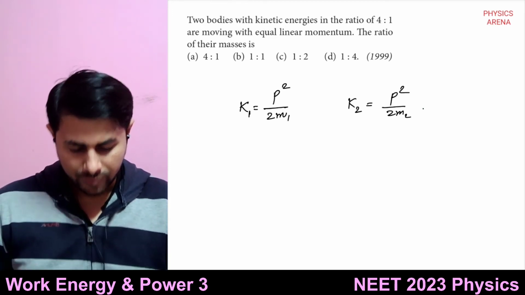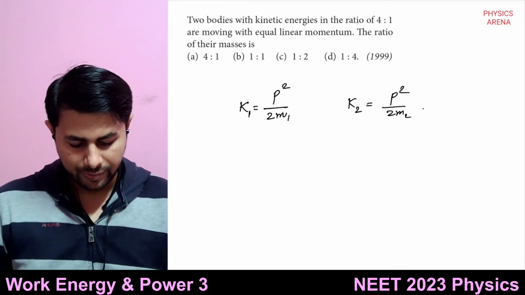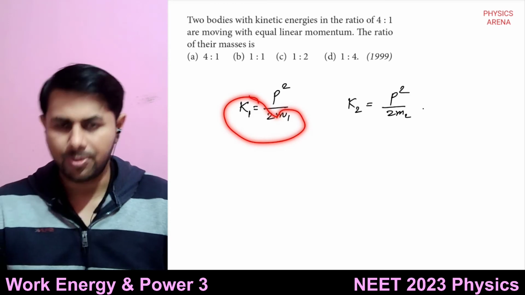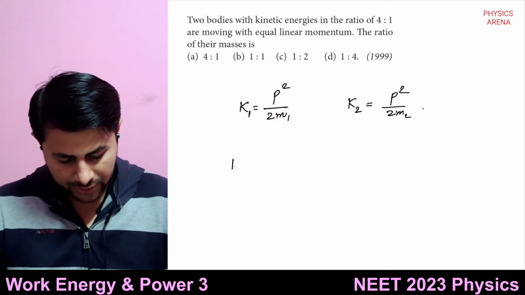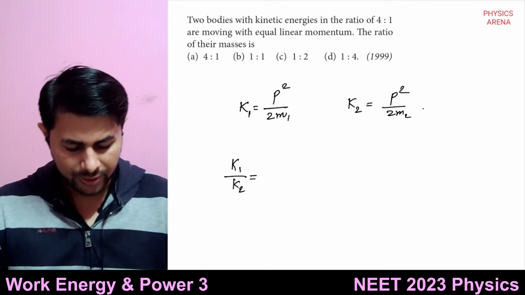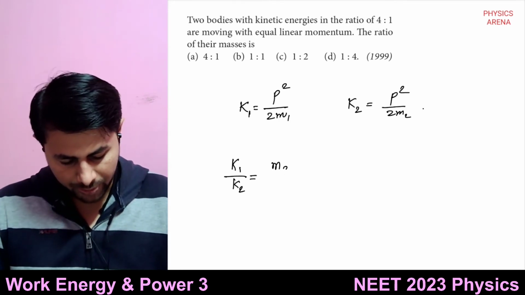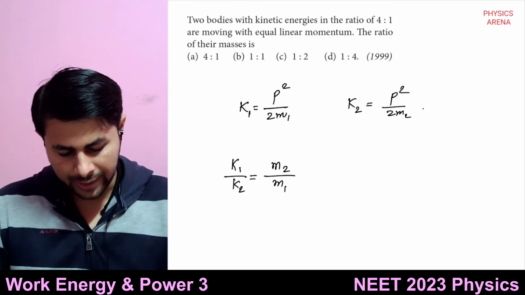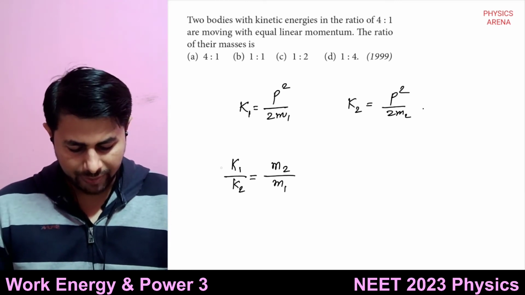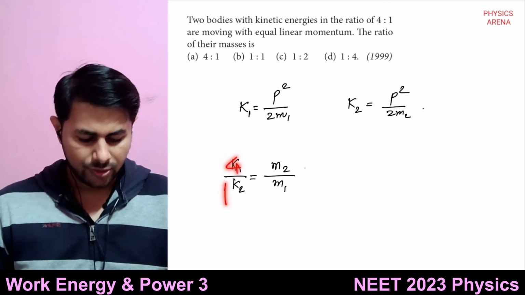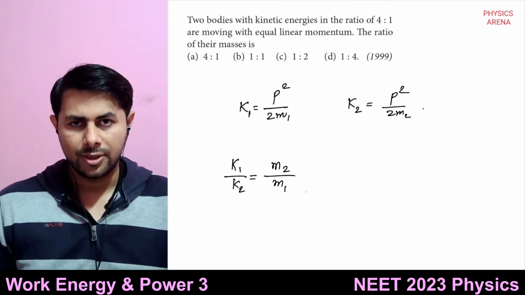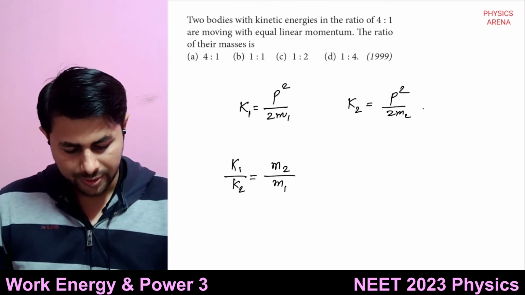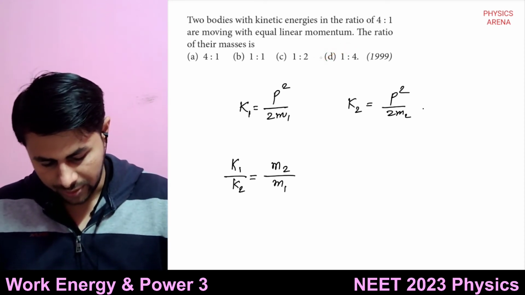Momentum is given to be equal. So you can directly use this relation: kinetic energy is inversely proportional to mass. So K1 upon K2 equals m2 upon m1, because they are inversely proportional. You are given K1 by K2, which is 4 is to 1. So m2 upon m1 will be 4 is to 1, and m1 is to m2 will be 1 is to 4. Very simple. Option D.